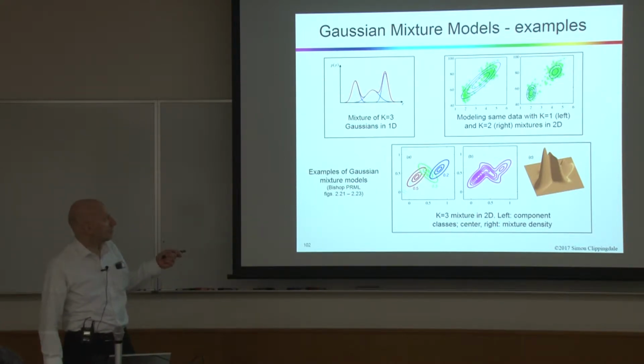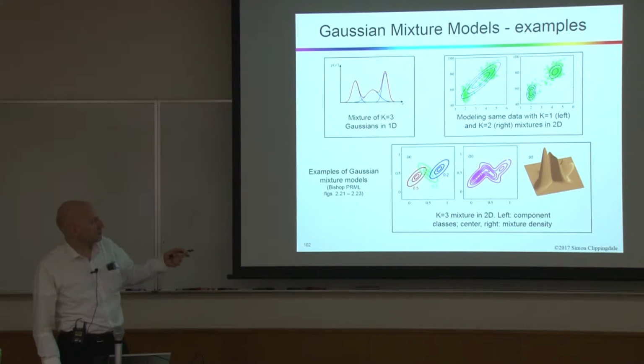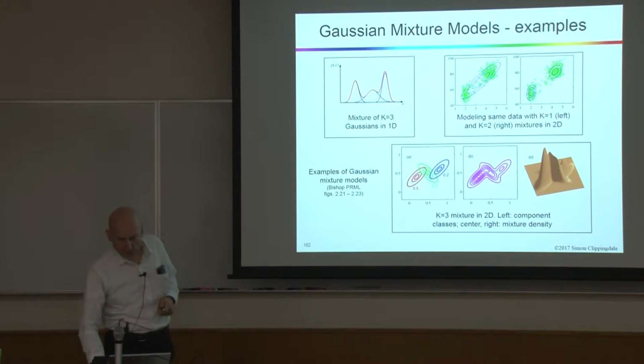Here's a situation where we've got more classes. The weighted sum here, these are the weights. The weighted sum of them looks like that, and this might be an example of the density of the whole thing.